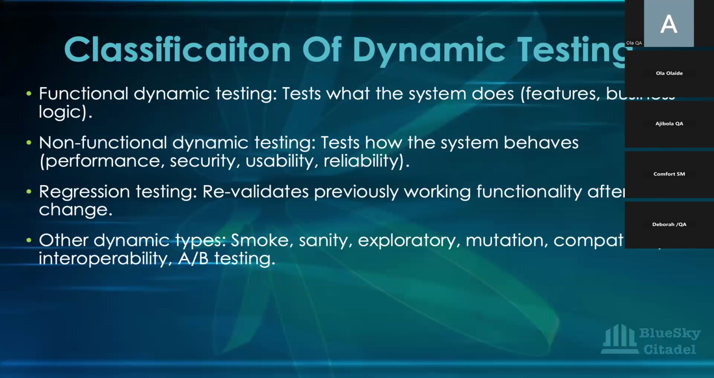Another one is regression testing. It helps to validate previous working functionality after changes. So we talked in depth about regression testing and the technique. Then we also have other types like mutation. We talked about exploratory testing as part of static testing. We can also do exploratory testing as part of dynamic testing. And we have A/B testing, etc.